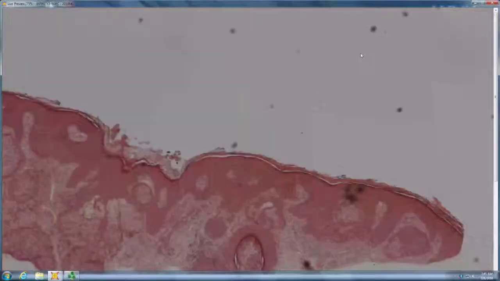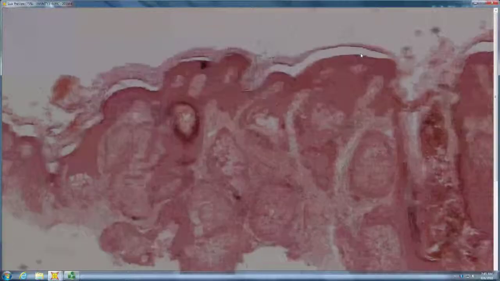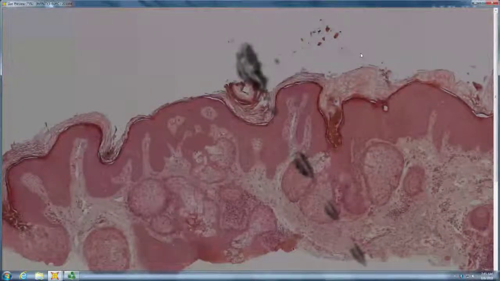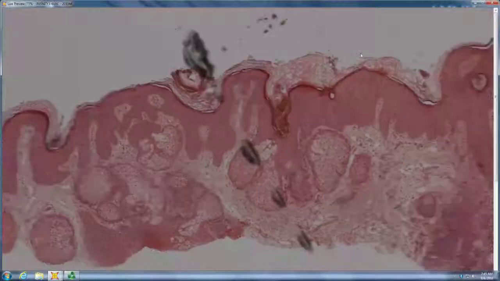So it looks broad. It's broad. Do you see any terminal hairs? There is, so it's bald. Is it papillomatous? It is. So it's bumpy. So it's a nevus sebaceous. So it's broad, bald, bumpy, and bubbly. So it is a nevus sebaceous of Jadassohn.